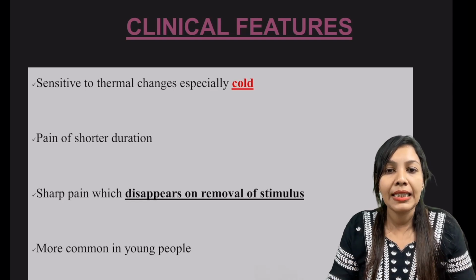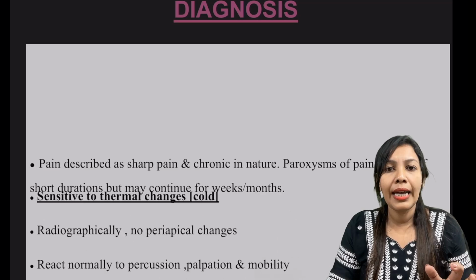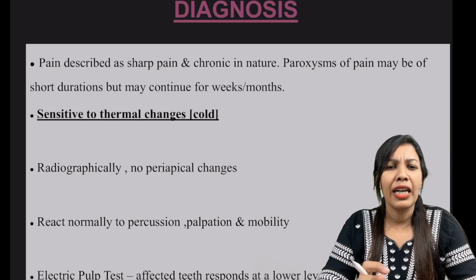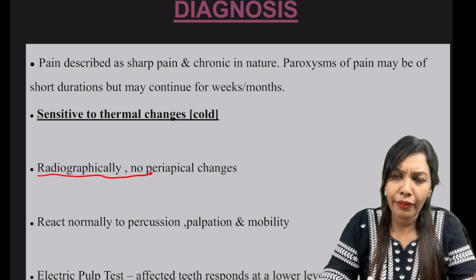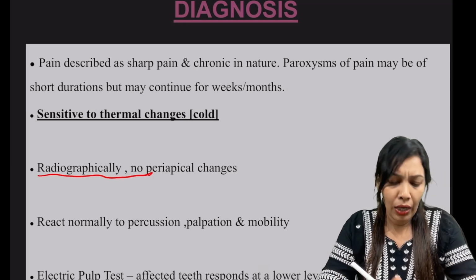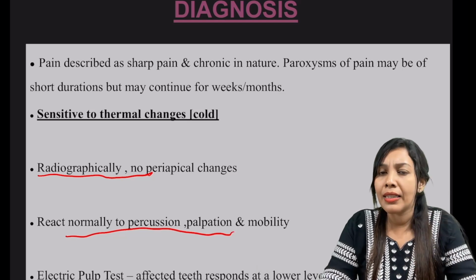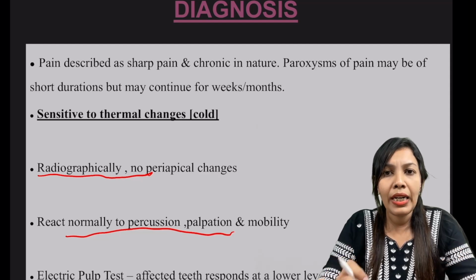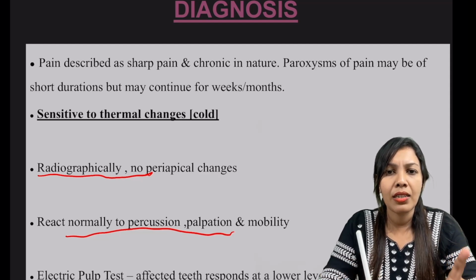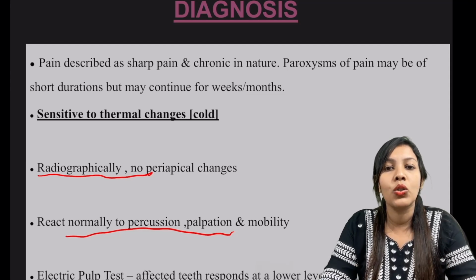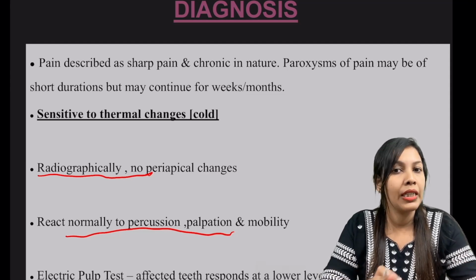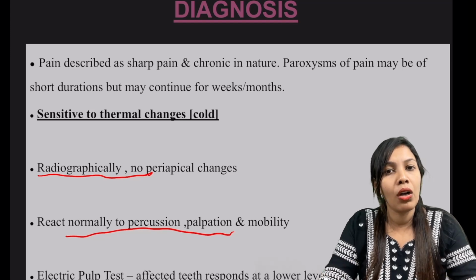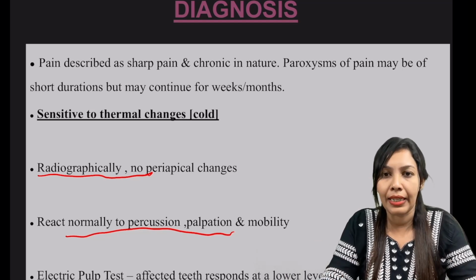Now this is mainly seen in young people. So what is the diagnosis like? Normally there are no radiographic features seen. All the diagnosis parts, like palpation, percussion, mobility, everything is normal, and the only thing that the patient will complain about is sensitivity towards cold items, nothing else. If it moves into hot items, it will move into the next condition, right?